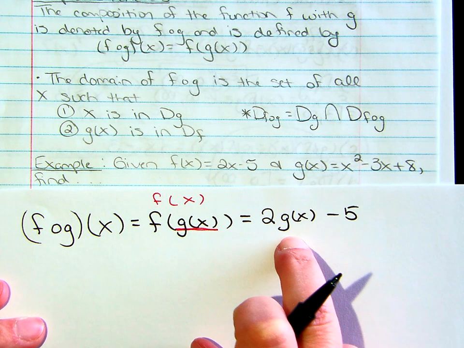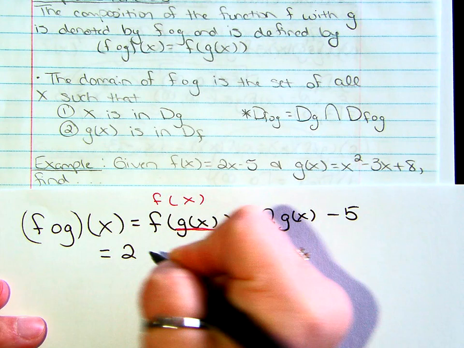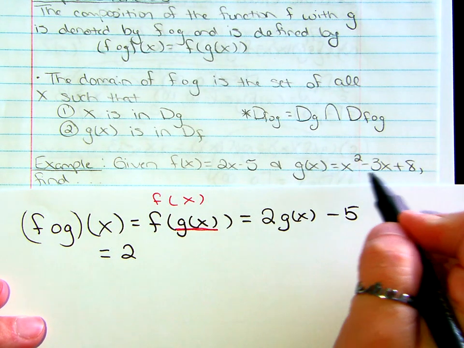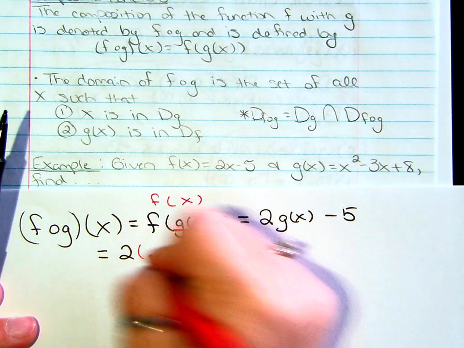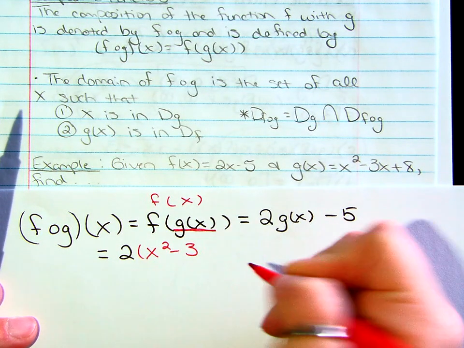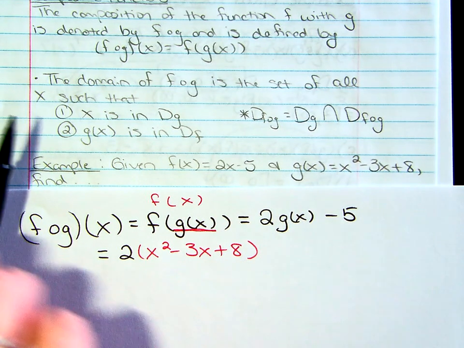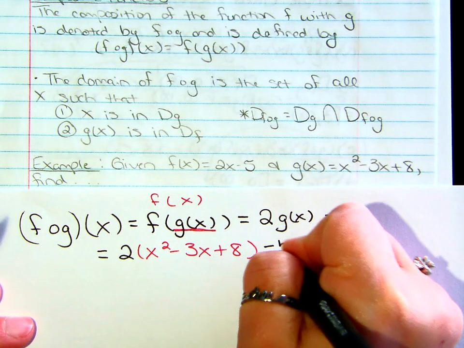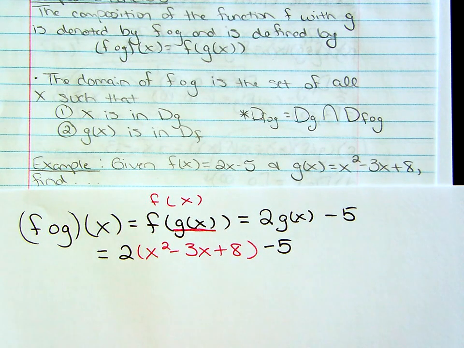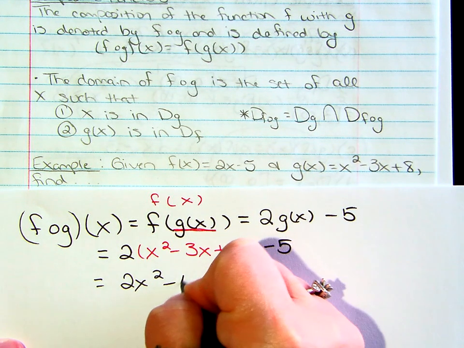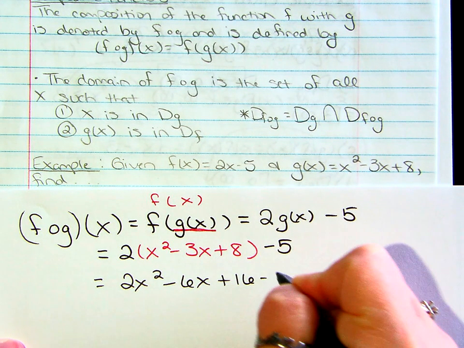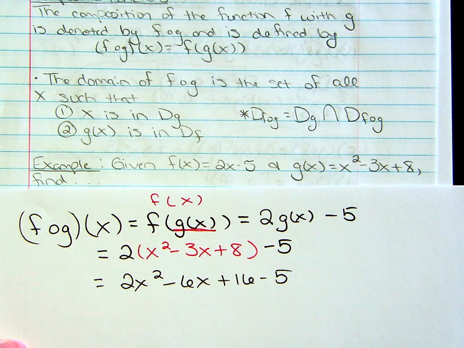Now instead of writing g of x like this, I'm going to write out that whole function that they told us it was. g of x is x squared minus 3x plus 8. And then I still have the minus 5 that comes from my f of x. So I'm substituting that g of x in place of the x. Then I'm going to distribute so that I have 2x squared minus 6x plus 16 minus 5.